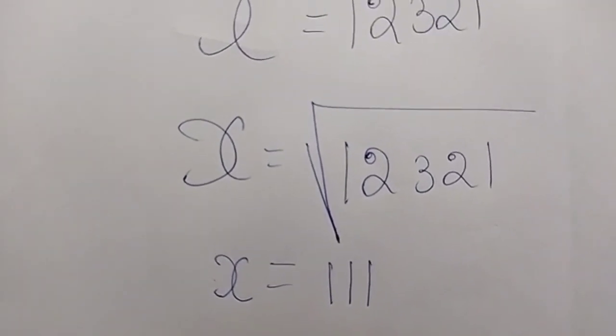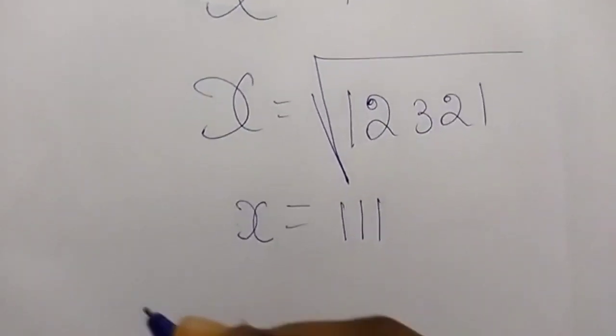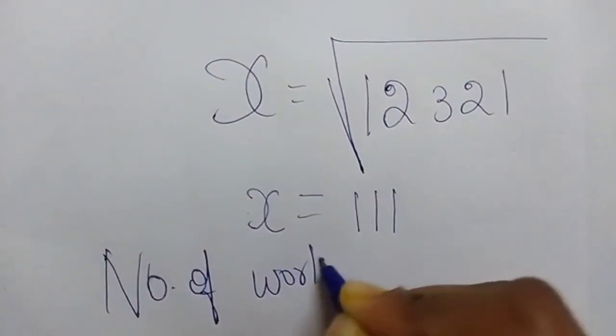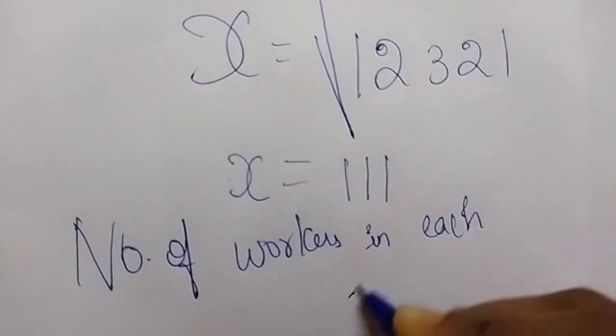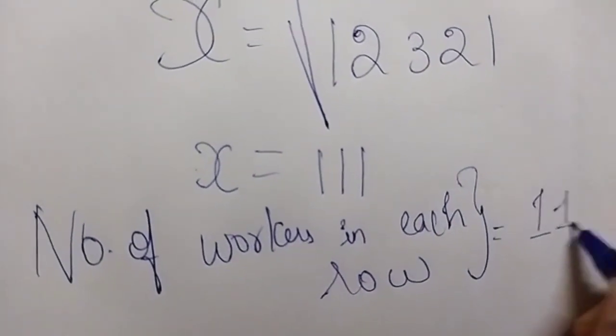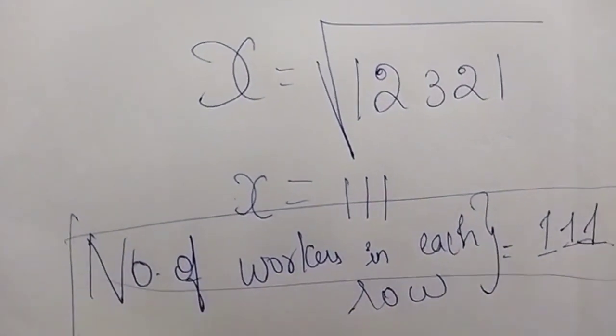In the question they have asked us to find how many workers stand in each row. So we can write number of workers in each row is equal to 111. So using the long division method we found the answer. Let's go to the next sum.